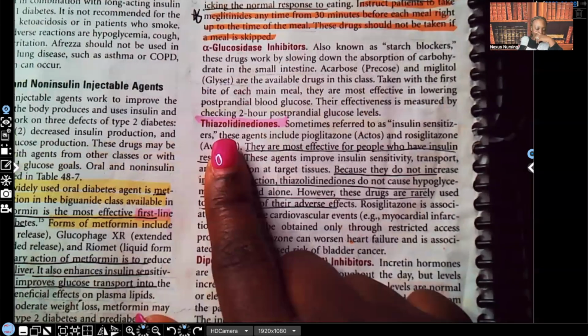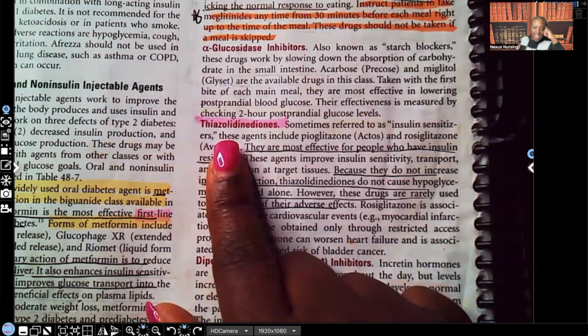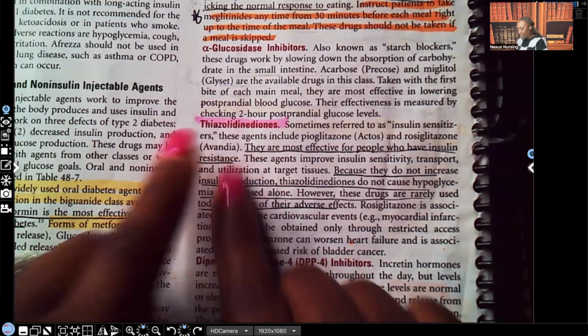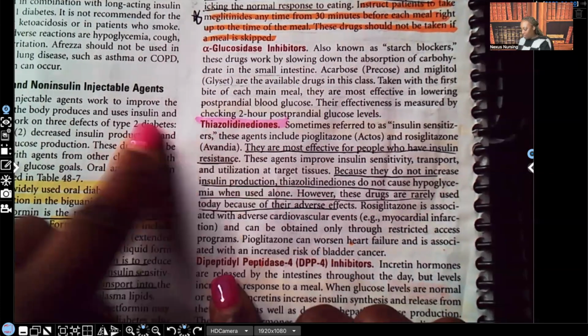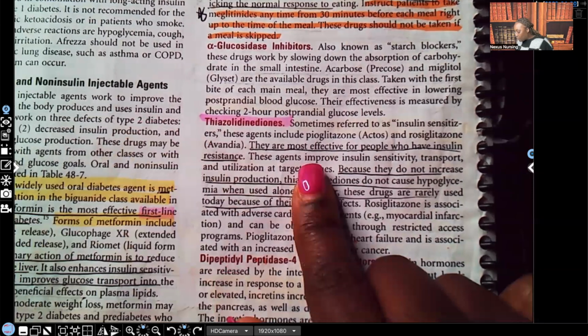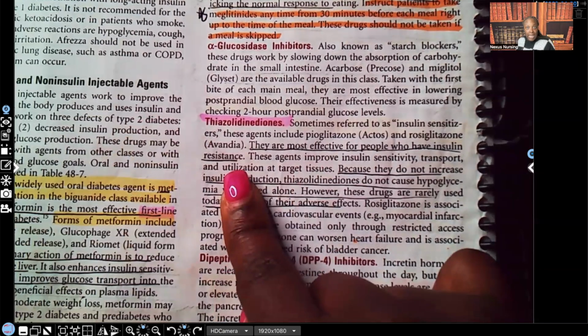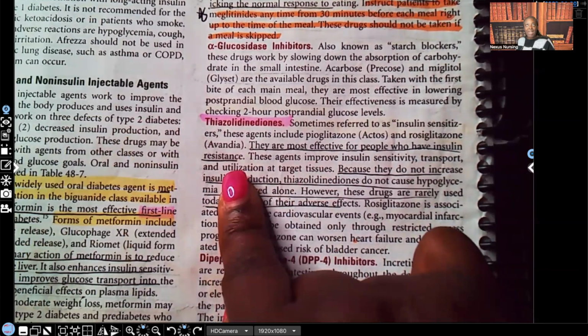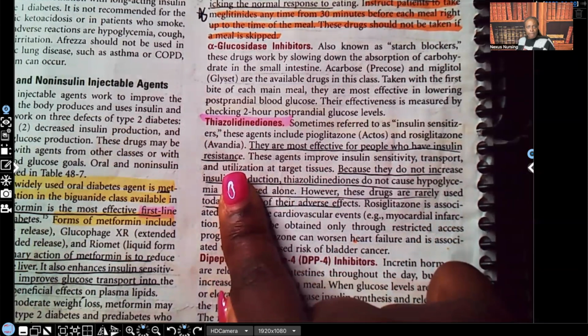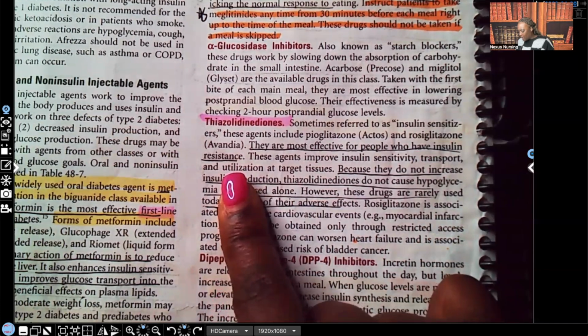All right, am I going to try to pronounce this word? Let's try. Thiazolidinediones. Okay, you see it. This one right here, this drug class. They're most effective for people who have insulin resistance. So our type 2 diabetics who have insulin, right? But their body's just resistant to using that insulin effectively.